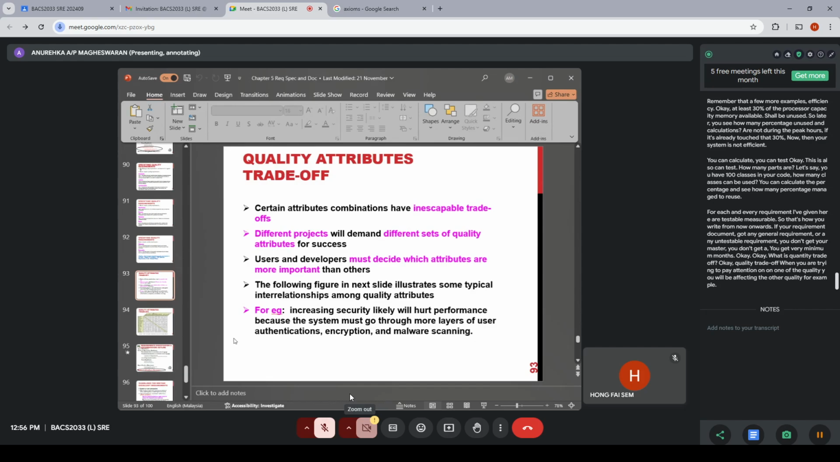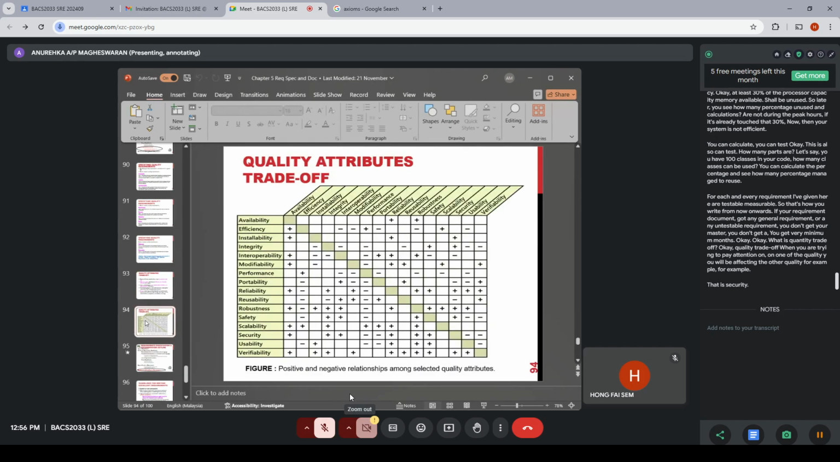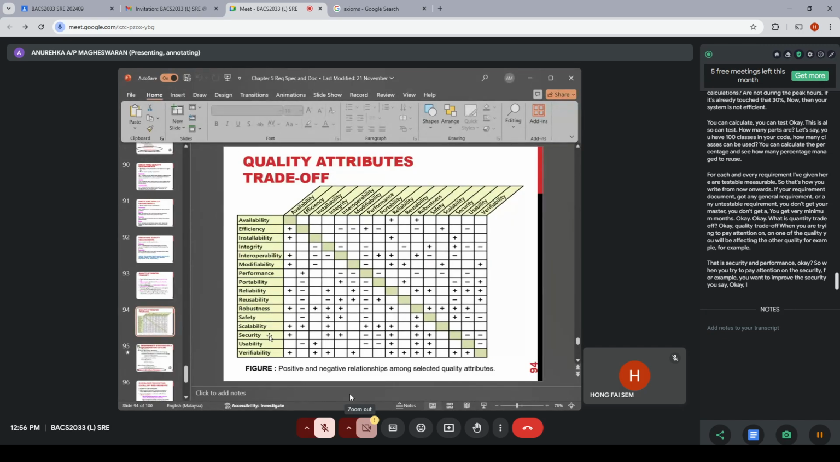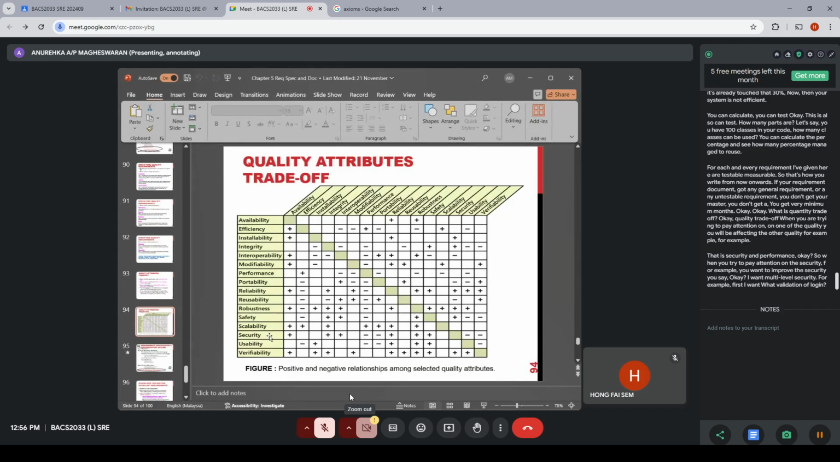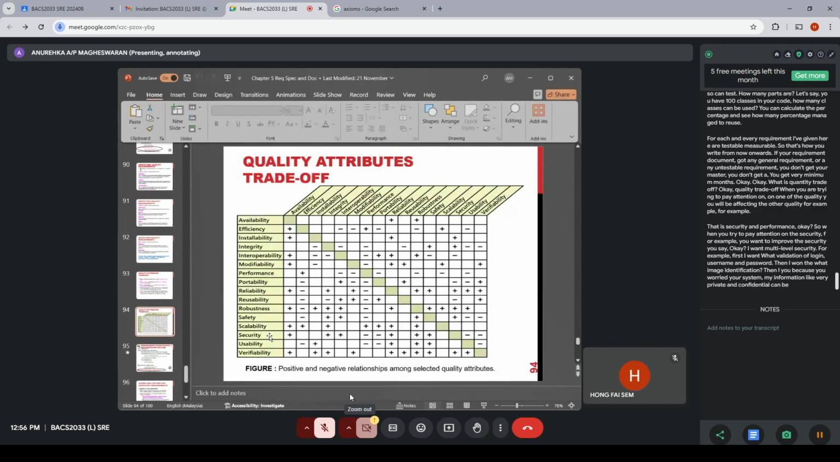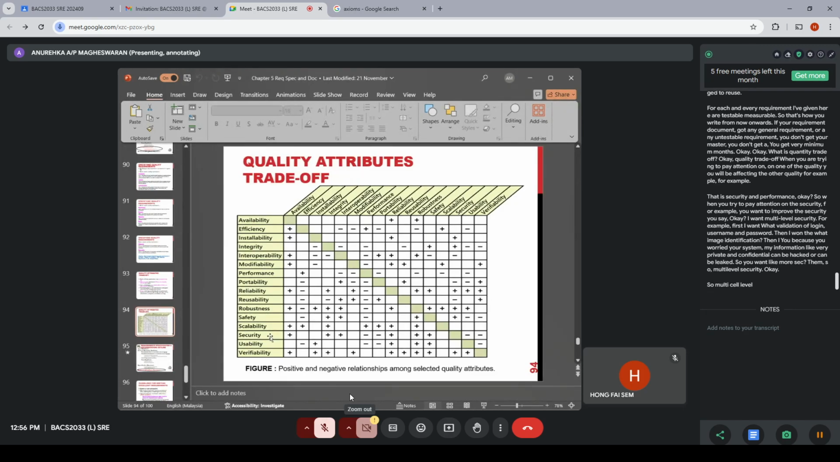For example, there is security and performance. When you pay attention to security, you want to improve it. You say, I want multi-level security. First, I want validation of login username and password. Then I want image identification. Then I want OTP, because you worry your system information, which is very private and confidential, can be hacked or leaked. So you want a more secure system. So multi-level login authentication.